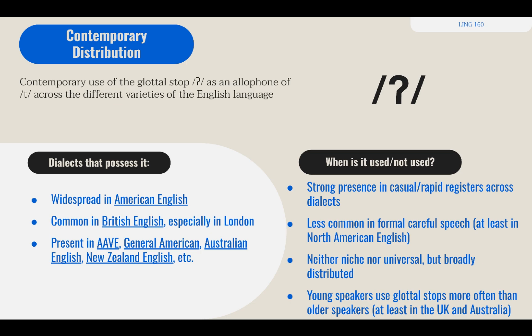The glottal stop is widespread in American English. It is common in British English, especially in London. It is present in AAVE, African American Vernacular English, General American English, Australian English, New Zealand English, and many other dialects. It has a strong presence in casual speech across dialects, and it's less common in formal, careful speech, at least in North American English. It's neither niche nor universal, but it's broadly distributed, and younger speakers use the glottal stop more often than older speakers, at least in the UK and Australia.